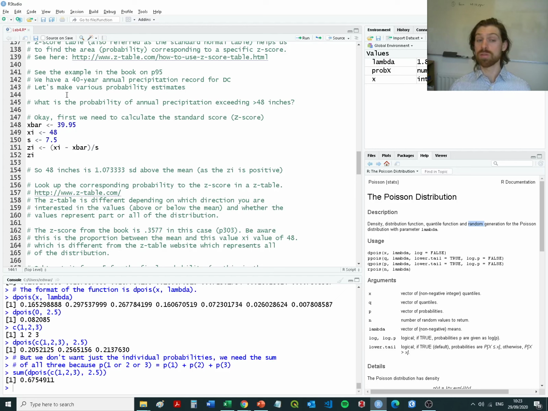to do weather forecasting. Okay, so my question here is, well, what's the probability of annual precipitation exceeding 48 inches? So we know that 48 inches at the top end of the distribution, that's a lot of rain for DC to get relative to how many it gets in other years. But the question is, what's the probability of it exceeding that? So we're able to take the mean value. So this is over that 40-year period, 39.95 inches of rain have fallen on average in DC.